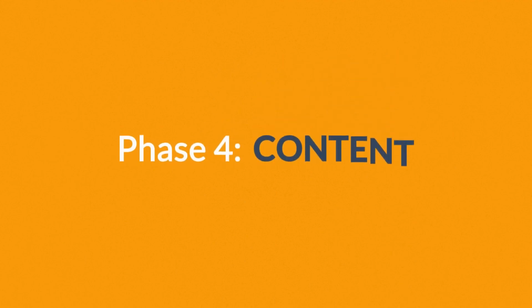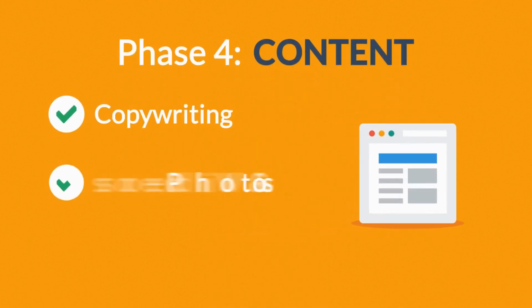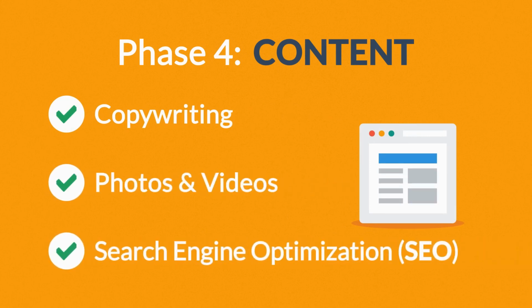Phase 4. Content. A very important part of the process is choosing the right text, photos, or videos, all optimized not only for your visitors, but also for search engines.